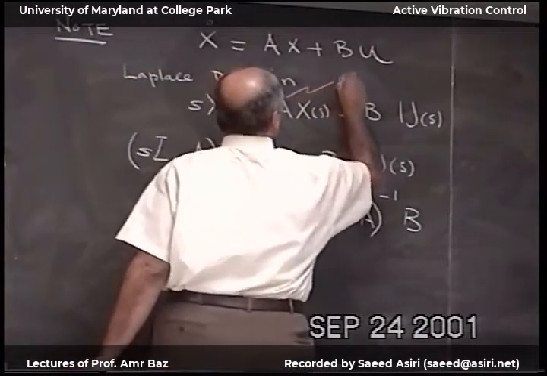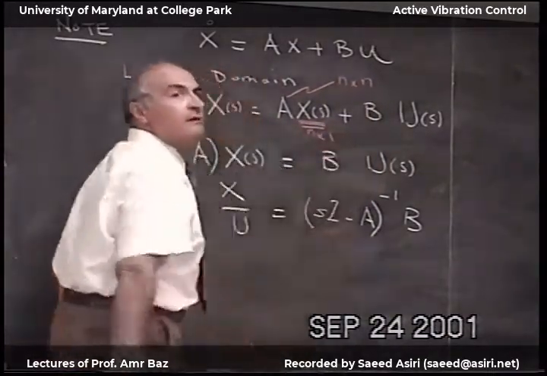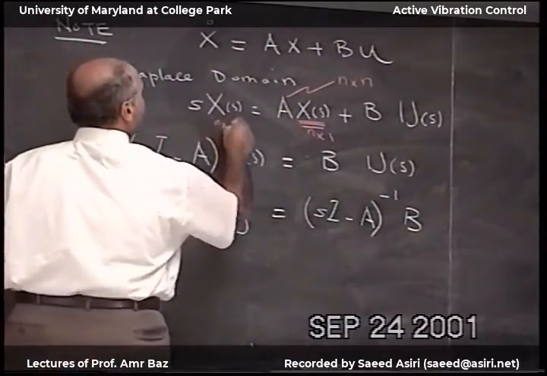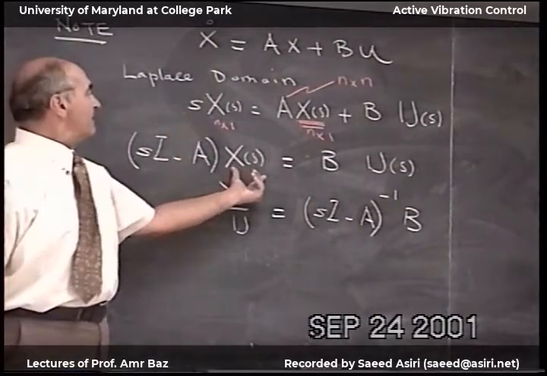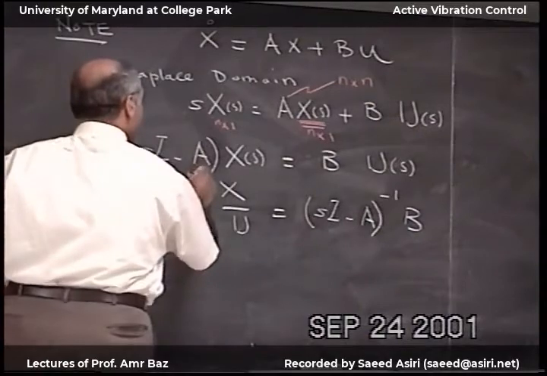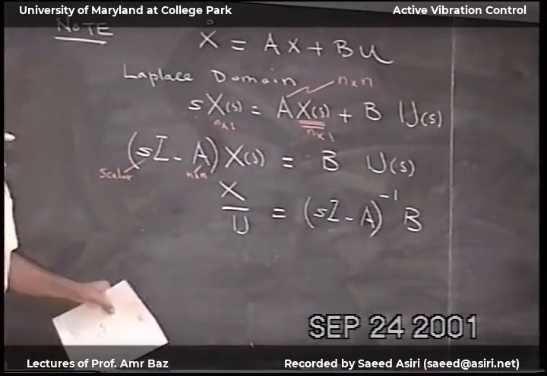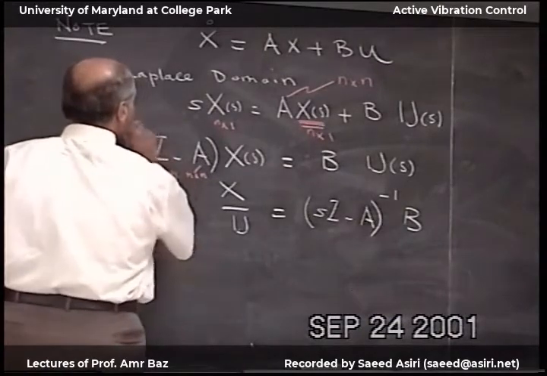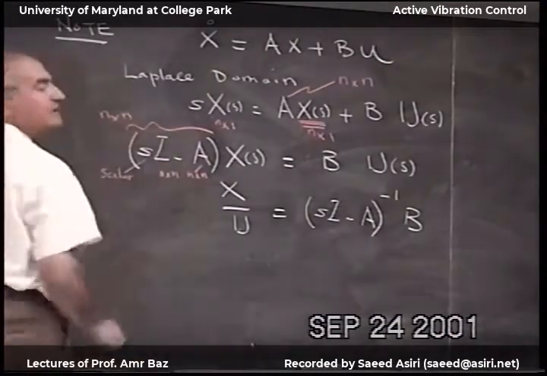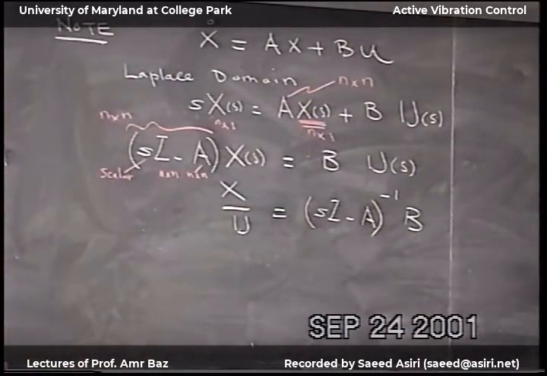This is n by n, multiplying the x vector, which is n by 1. So now this result is n by 1. If I factor out the x outside, this is n by n. The Laplace variable is a scalar, so to make the units uniform, I have to put the identity matrix, which is n by n. Now everything on this side is n by n, so this is a square matrix. I can invert it and get the transfer function of the system.